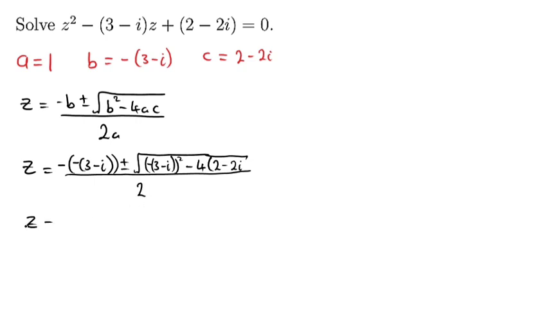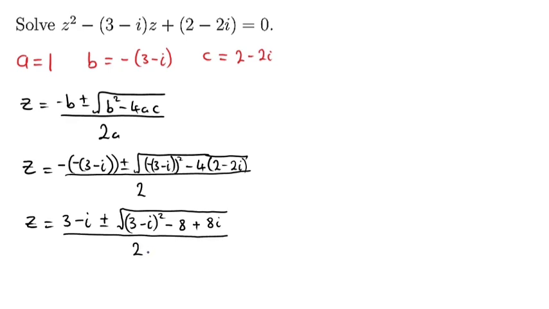So z is equal to, if you're pushing that negative, then it will become positive. So just have it as 3 minus i, negative and that negative gives us a positive like that, plus or minus. So inside the bracket there, we'll say we have the square root of, so the negative squared will be positive. So only remain with 3 minus i squared minus, so here we'll have 8 plus 8i. All this is over 2.